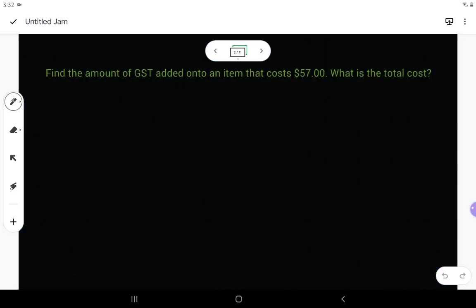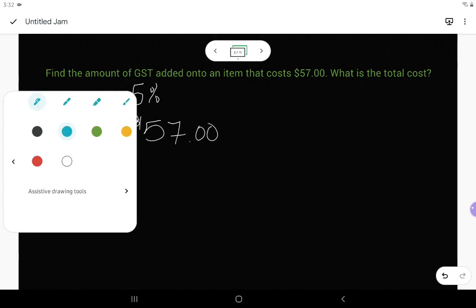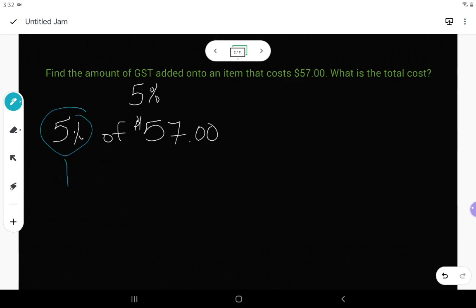So if I was looking to find the amount of GST added onto an item that costs $57, GST in Canada right now is always 5%. Okay, so whenever I talk about GST, it's always 5%. So if I want to find the amount of GST added onto the item that costs $57, what I really want to know is what is 5% of $57? Okay, and so what I'm going to do to find this is I'm going to change my 5%. I'm going to rewrite that as its decimal equivalent, 0.05.